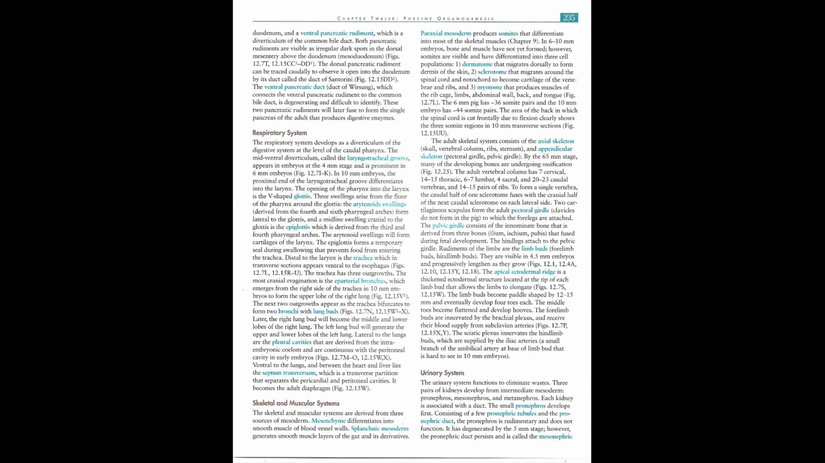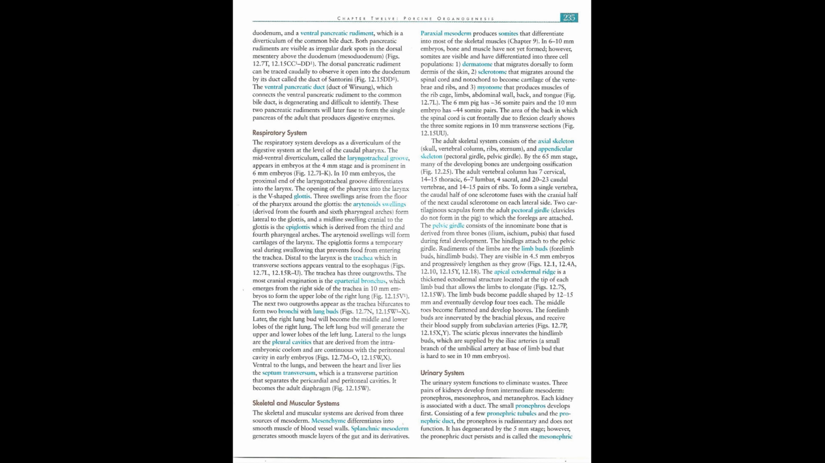The adult skeletal system consists of the axial skeleton: skull, vertebral column, ribs, sternum, and the appendicular skeleton: pectoral girdle, pelvic girdle. By the 65 mm stage, many of the developing bones are undergoing ossification, Fig 12.25.